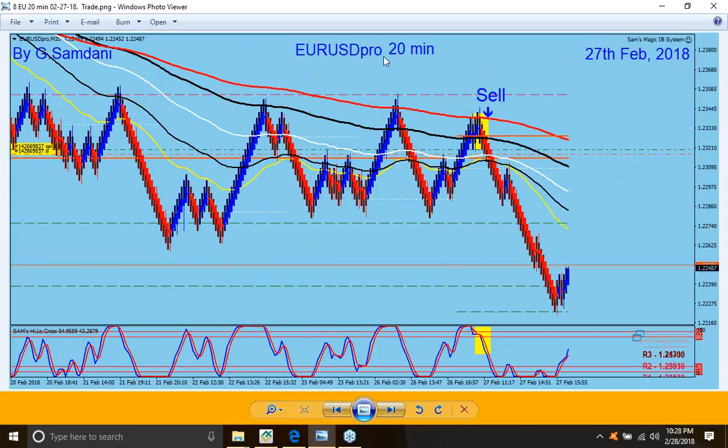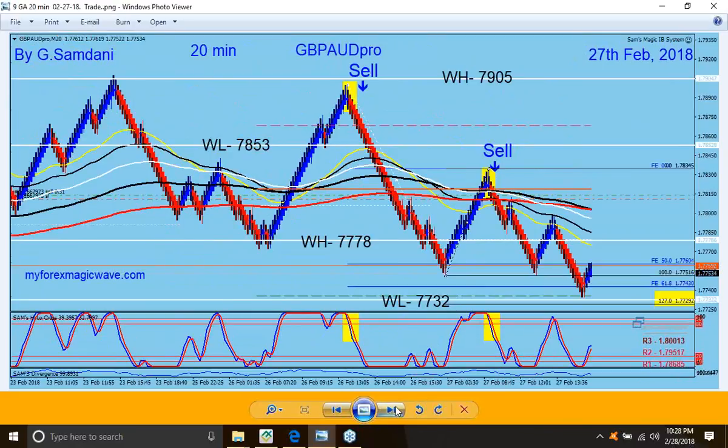27 on Euro USD, again USD strength, Euro weakness caused this thing to go down. Nice entry exactly at the wave. Buy the book trade. Pound Aussie again in play. You can see on the 27, this is my first entry I just showed you.